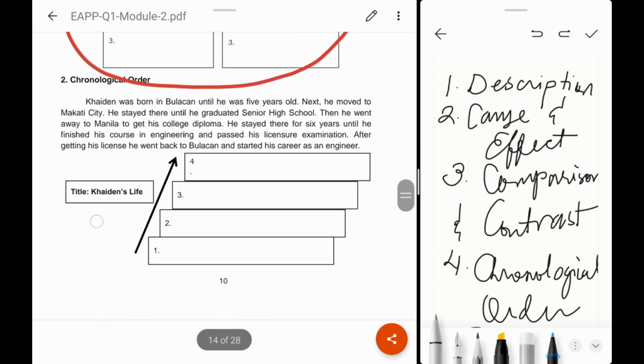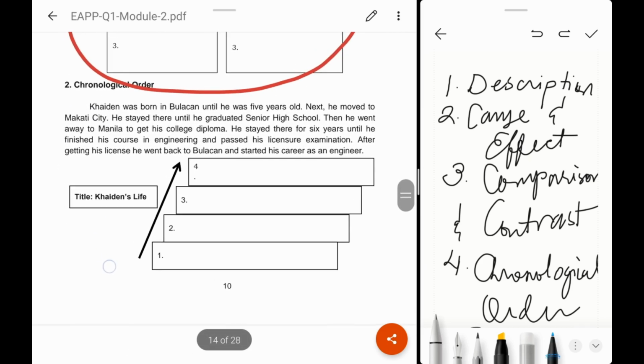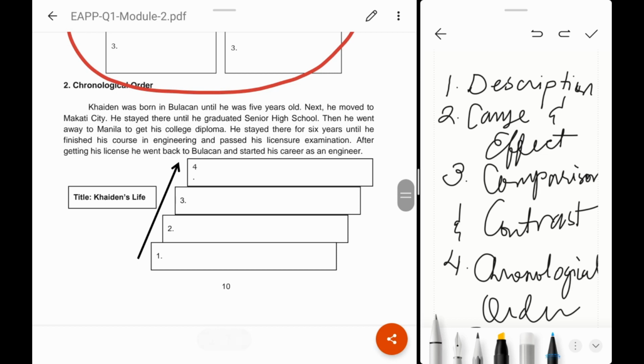Now let's go to this one. The second one is chronological order. As I have said a while ago, chronological order is about narration. So when you're telling a story, you are following the chronological order.